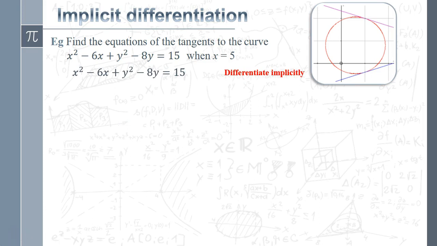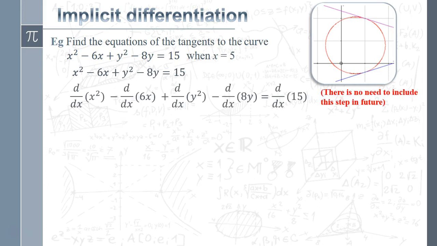First things first, let's differentiate this implicitly. We're just going to do it term by term. We differentiate the x squared with respect to x, this one with respect to x, and so on through. We differentiate each term with respect to x. I put that there so you can see what's going on, but there's absolutely no need to include this step in your working. It's just demonstrating what's happening.